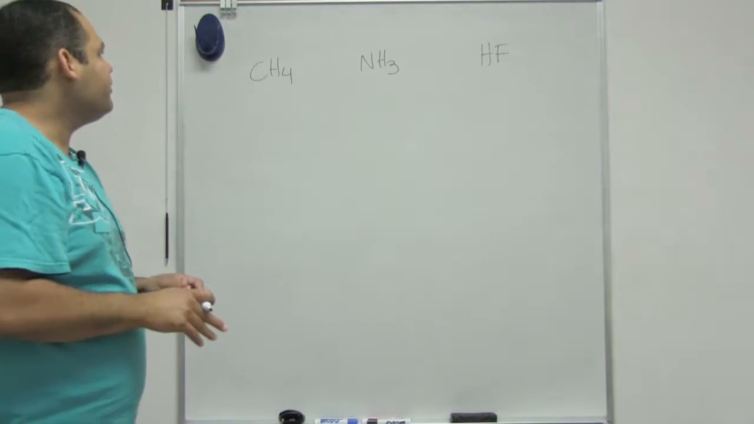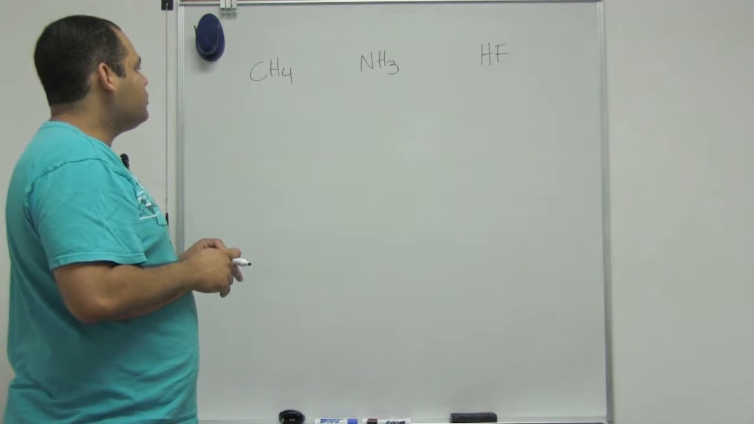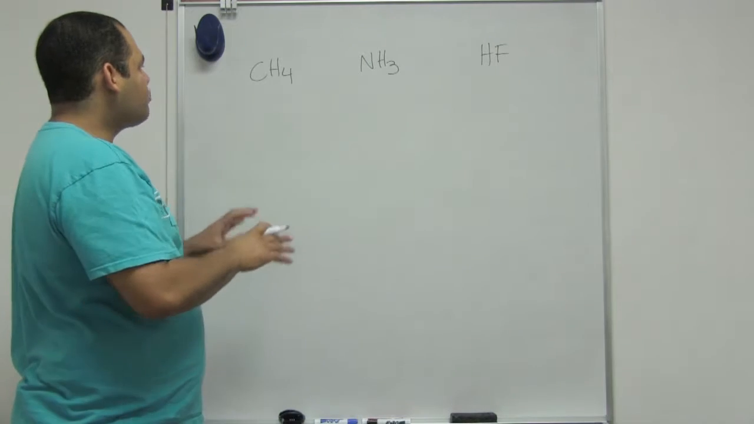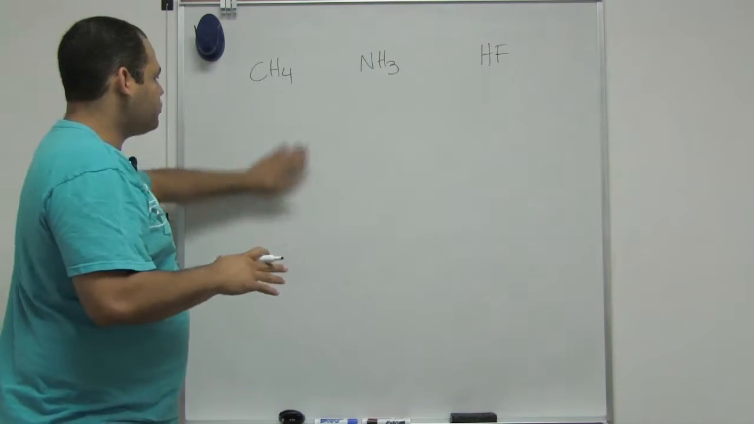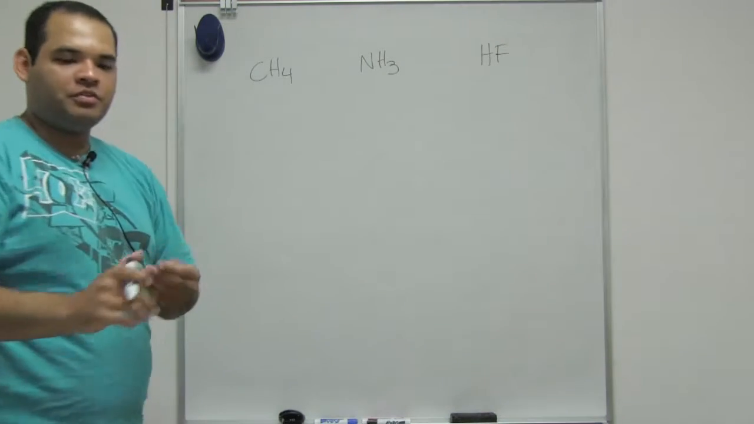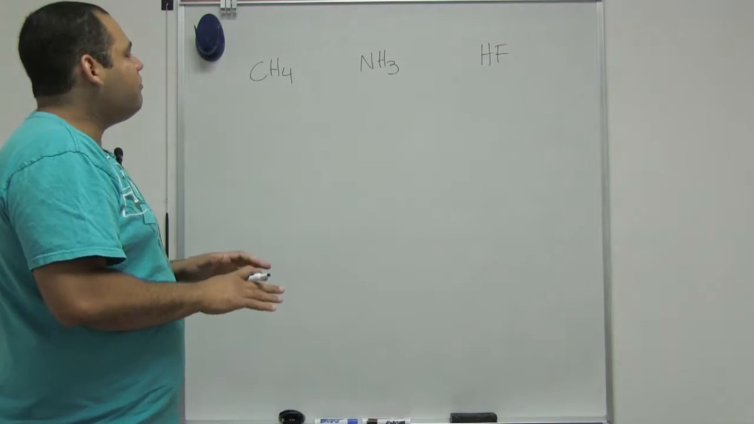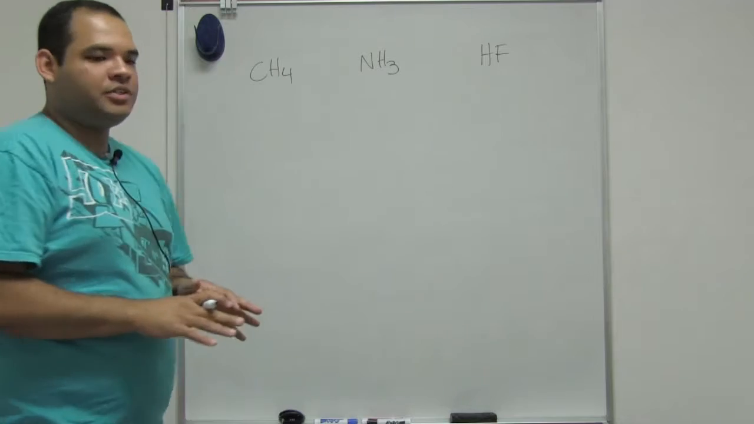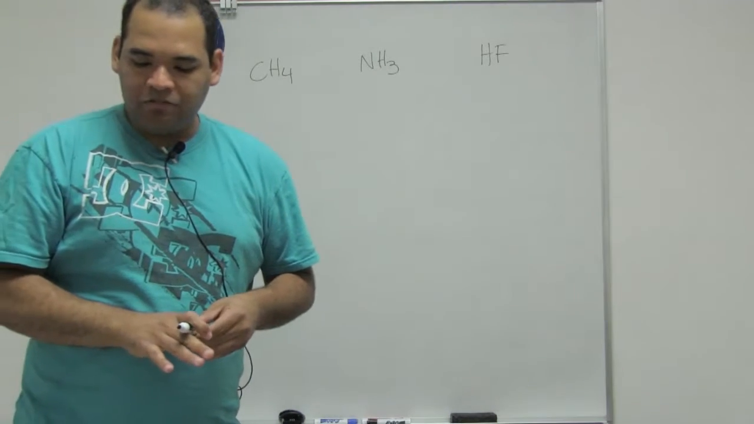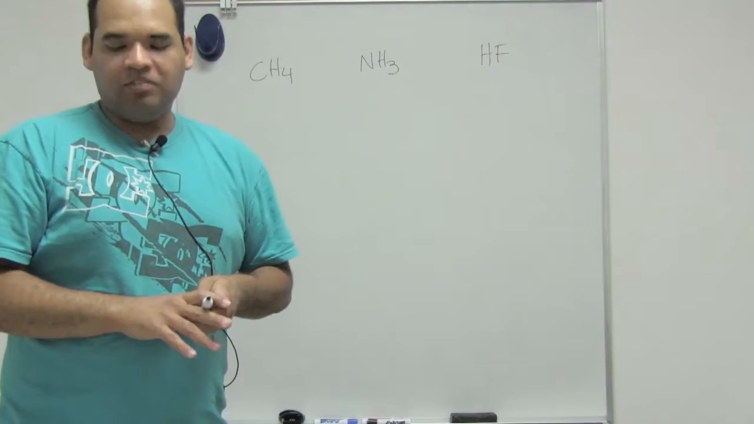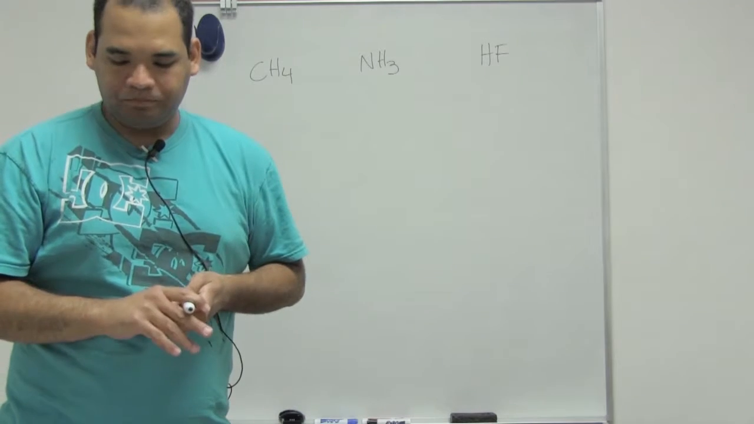Okay, so in this video we're going to talk a little bit about Lewis structure and how we can draw the most stable Lewis structure. First of all, we need to remember a little bit about valence electrons. Valence electrons are the electrons that are more likely to be involved in a chemical reaction.